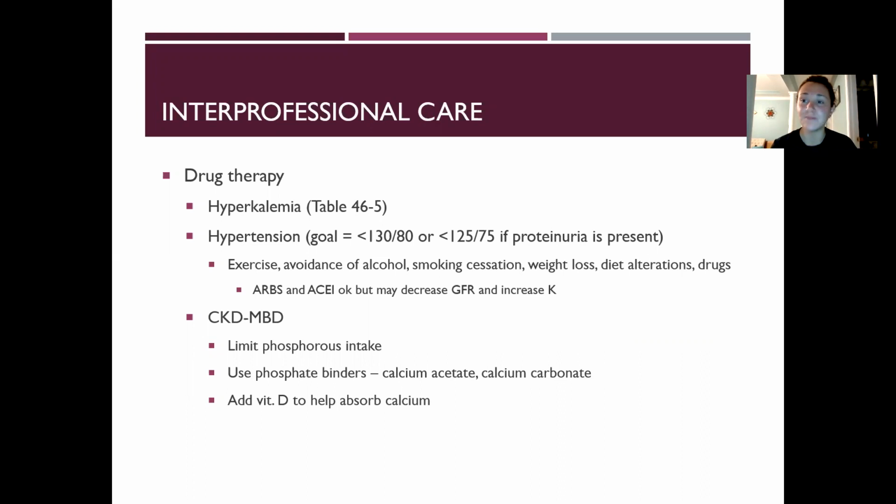For CKD-MBD, which is our mineral bone disorder, we want to limit phosphorus intake because it's going to be elevated, right? Use phosphate binders like calcium acetate and calcium carbonate. So that'll help increase the calcium level within the blood and also decrease the phosphate levels because they have that inverse relationship. And then we want to promote vitamin D intake in their diet because you need vitamin D to absorb calcium.